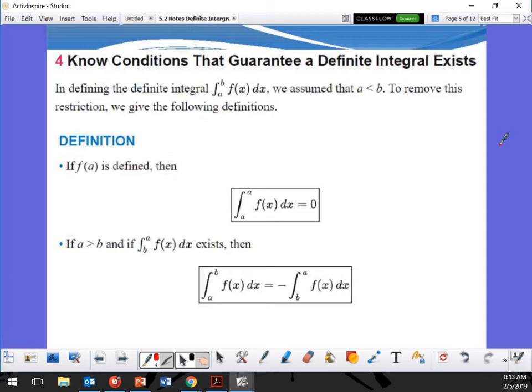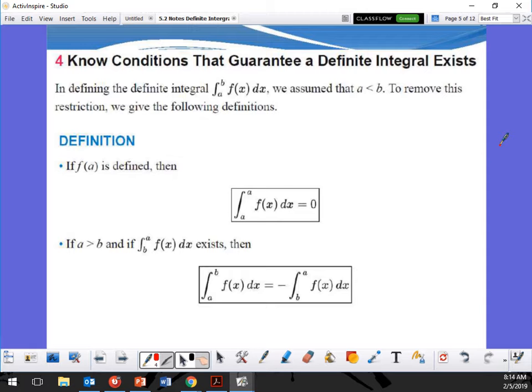Okay. So, knowing the conditions that guarantee a definite integral exists, and defining the definite integral from a to b of f of x dx, we assume that a is less than b. To remove this restriction, we give the following definitions. If f of a is defined, then the integral from a to a should give me 0. Okay? It should give me 0.